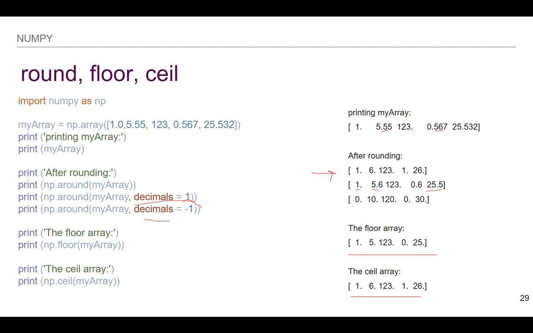Interestingly, what does it mean to do -1? -1 is like tens. So 1 is closer to 0. 6 or 5 will go to the 10. 123 will go down to 120. 0.6 will go to 0, and 25.5 is going to go to 30.